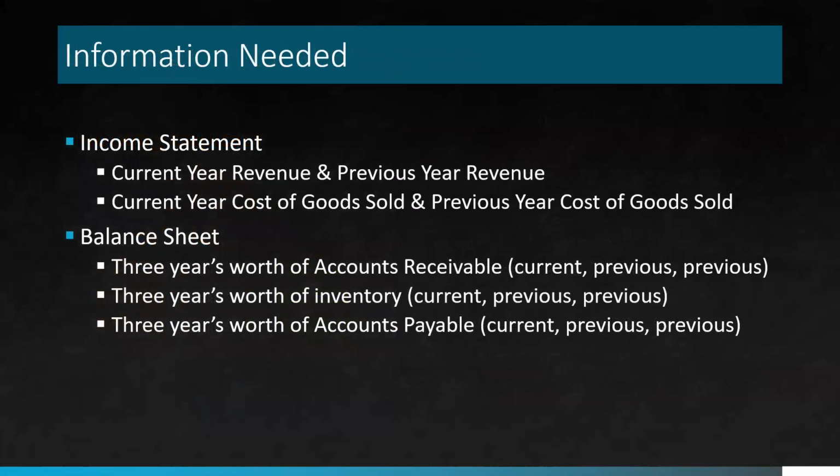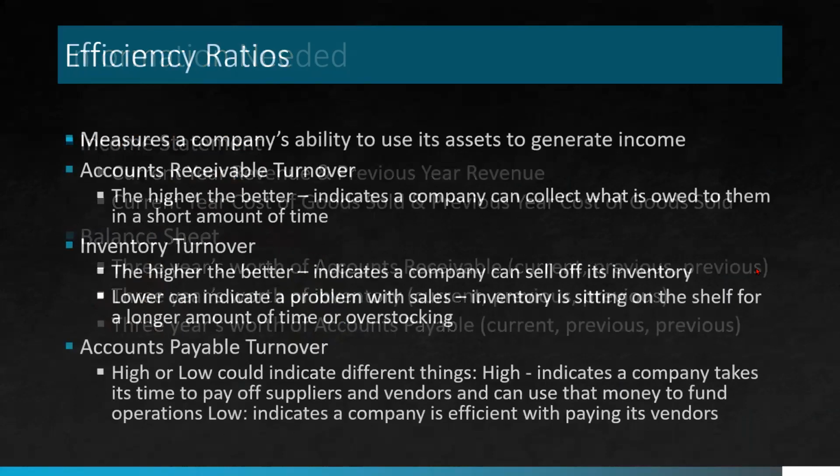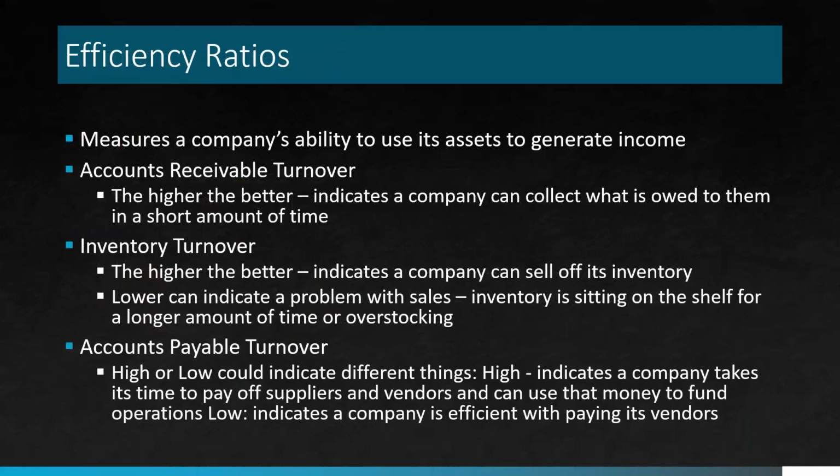So in order to calculate the efficiency ratios, you need information from both the income statement and the balance sheet. On the income statement, you will need 2 years worth of data, and for the balance sheet, you will need 3 years worth of data. So the efficiency ratios, again, measure a company's ability to use its assets to generate income. And then you have the accounts receivable turnover, inventory, and accounts payable turnover.